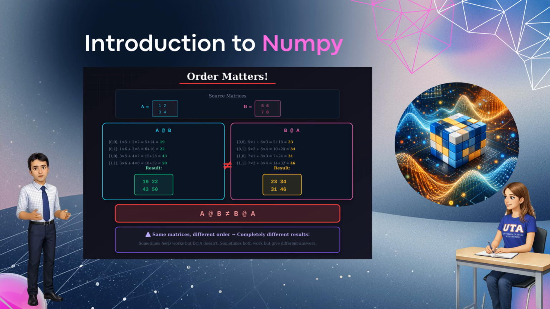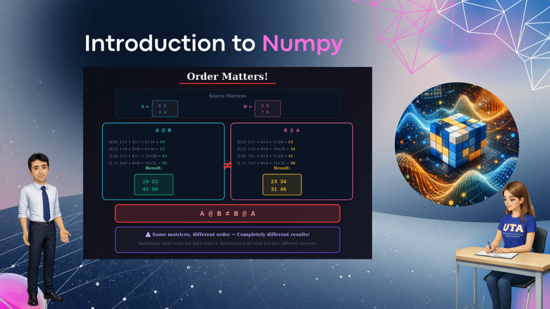Position 0, 0. I take row 0 of A, which is 1 and 2. I take column 0 of B, which is 5 and 7. I multiply and add. 1 times 5 plus 2 times 7. That's 5 plus 14, which equals 19. Position 0, 1. Row 0 of A is 1, 2. Column 1 of B is 6, 8. 1 times 6 plus 2 times 8. That's 6 plus 16, which equals 22.